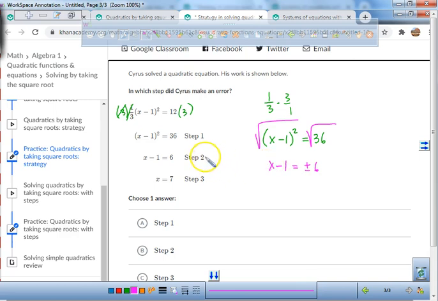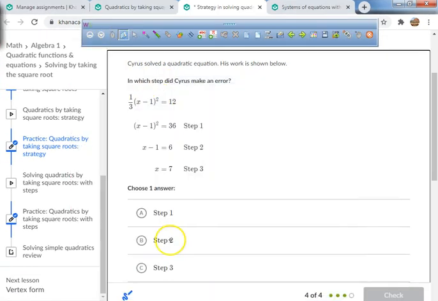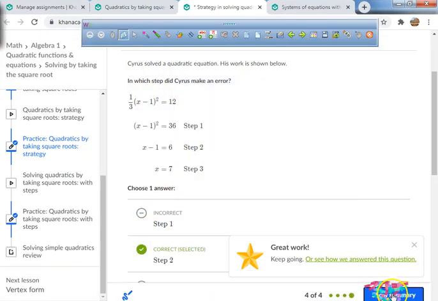So where did he make an error? Step number 2. Because what should this have been? That should have been a plus or a minus 6. All right, step 2. And that's all you guys got to do. You got to find the error.